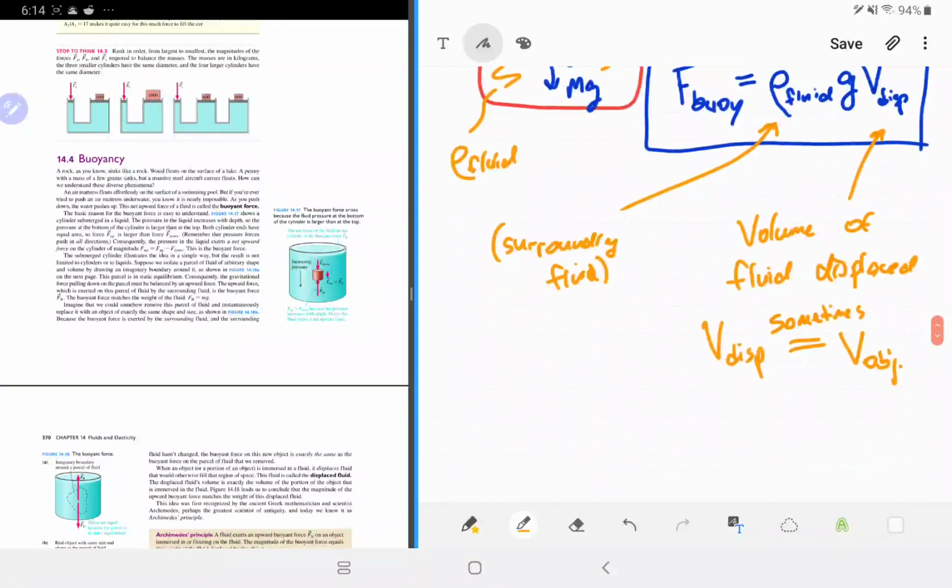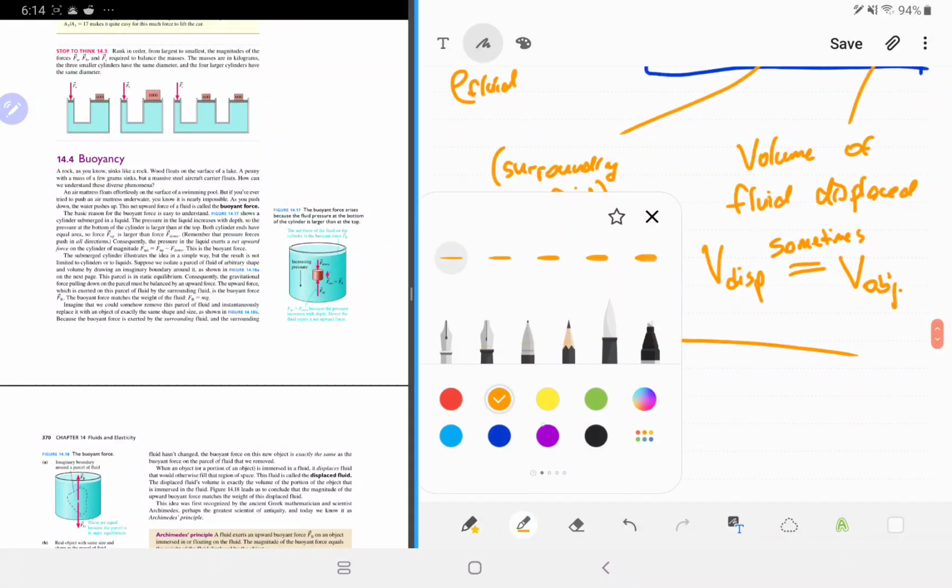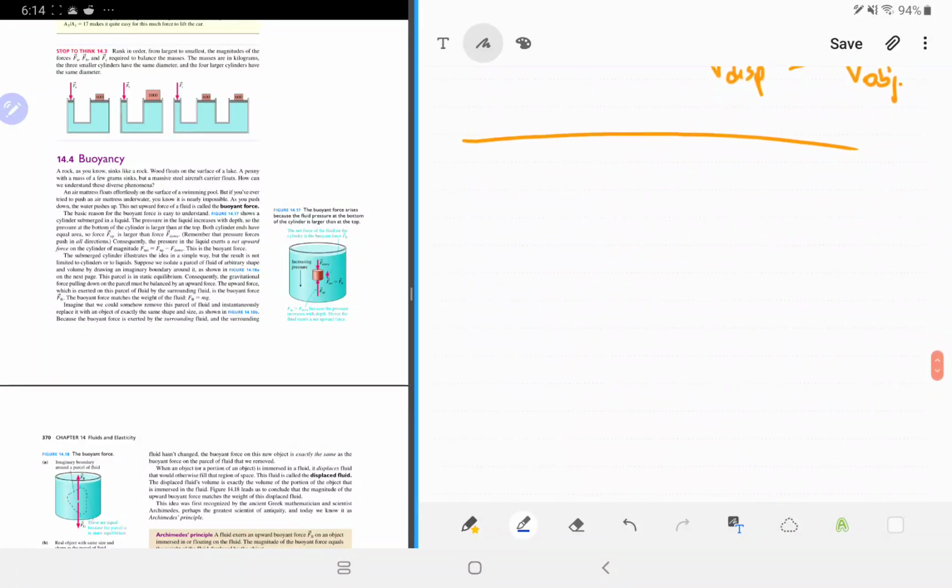Okay, so let's go to this ice cube problem and figure out just what happens.